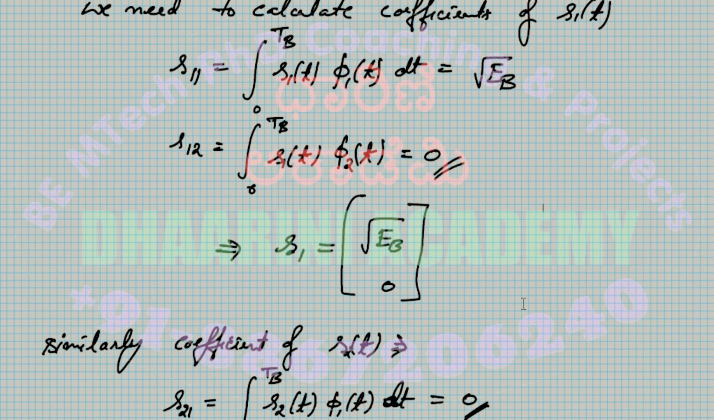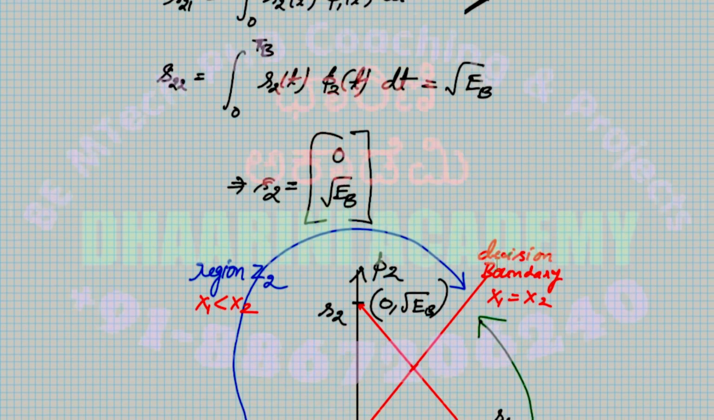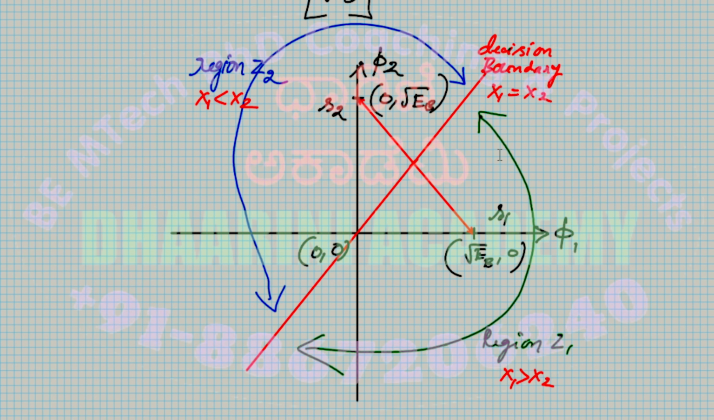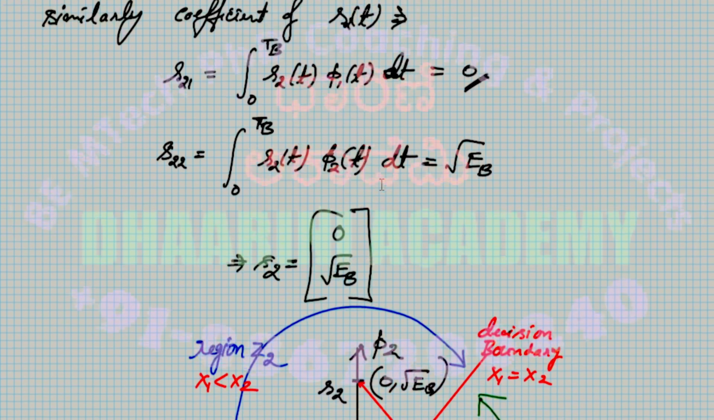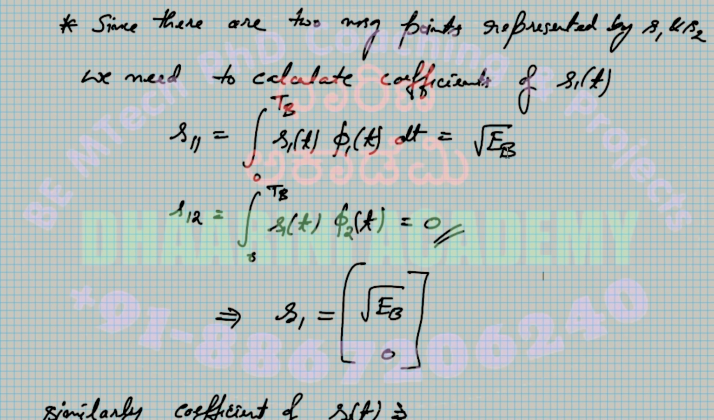Normally the convention here is you are not writing x and y because there is no xy axis. There are two axes which are the phi1 and phi2 axes. Okay, you can see this diagram. I'll come to this later, but you see the axes now. One is phi1, one is phi2. So whatever you write first, that is the first value, in this case root E_b, corresponds to phi1. And 0 corresponds to phi2.